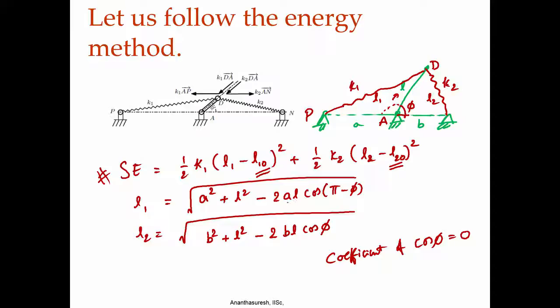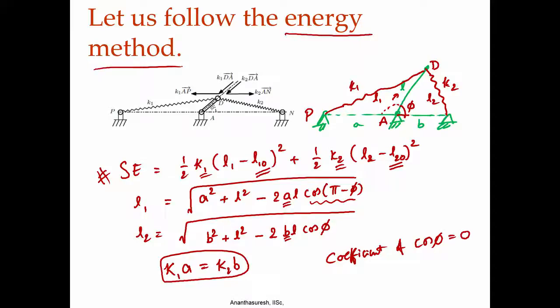That will give you, because there is AL here, BL, L is common, there is A multiplied by K1 there, and there is B multiplied by K2. What we said, that is K1 times A should be equal to K2 times B. They will have opposite signs because cosine (pi minus phi) is minus cosine phi, and this is cosine phi. So, in order to make this coefficient of cosine phi 0, we need to have K1 A equal to K2 B. So, the energy method allows you to come up with the condition for static balancing.